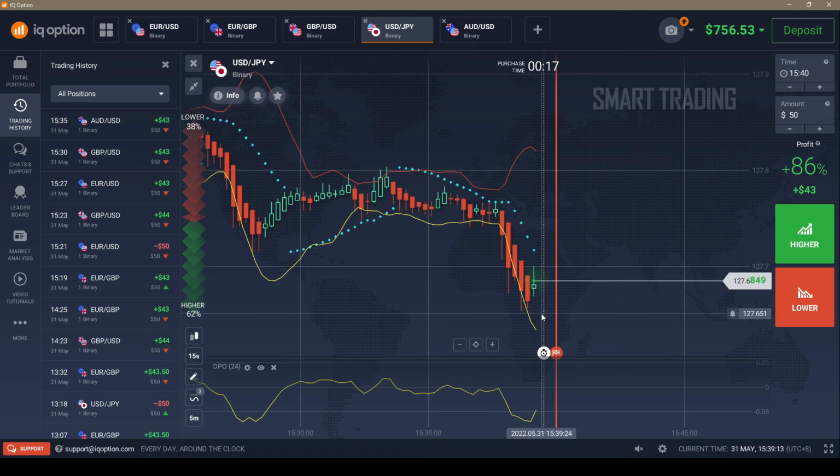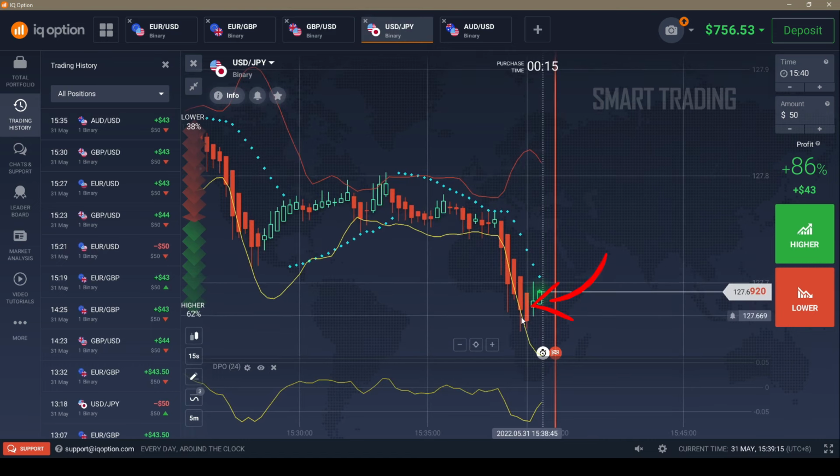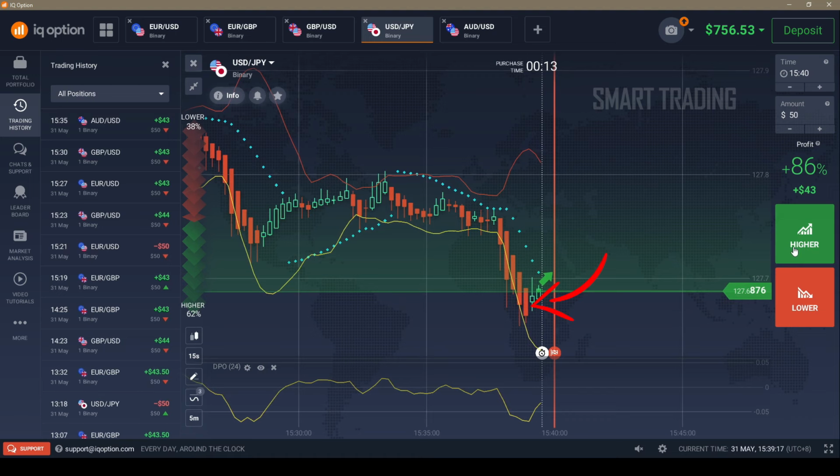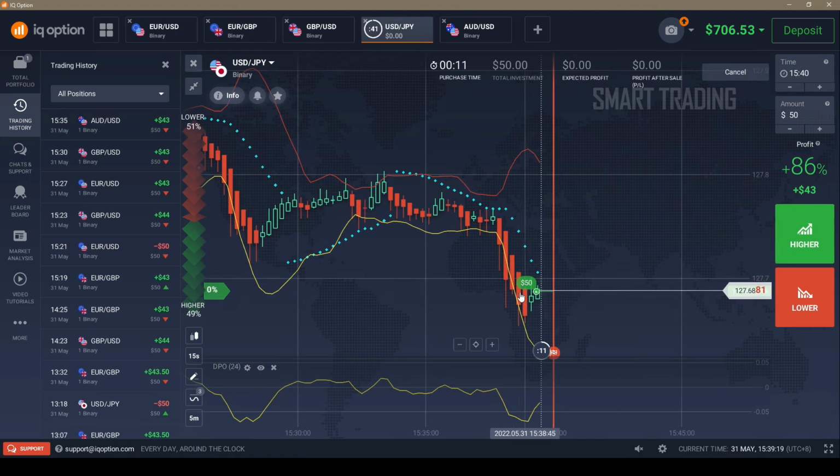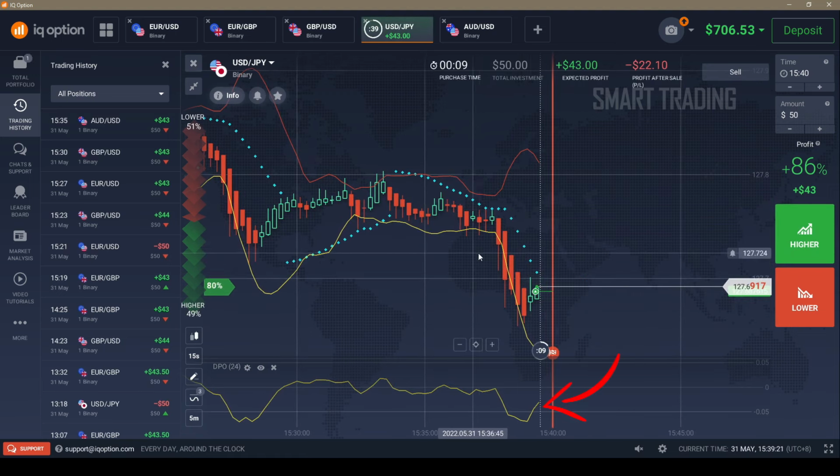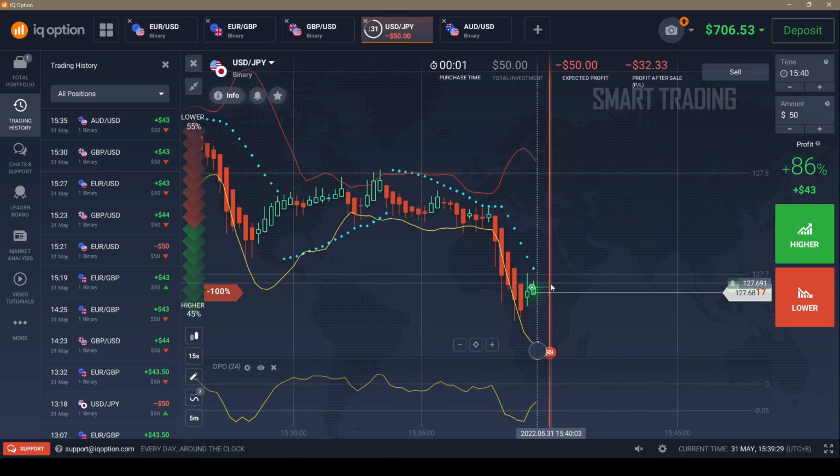The USD/JPY's candle bar reaches the lower Bollinger Band. Then take a close look at this. The DPO goes up. Let's go for a buy.